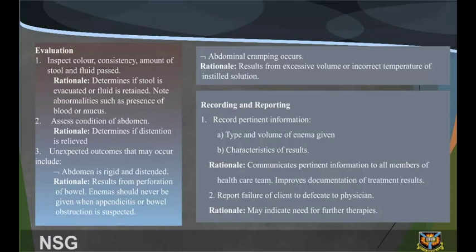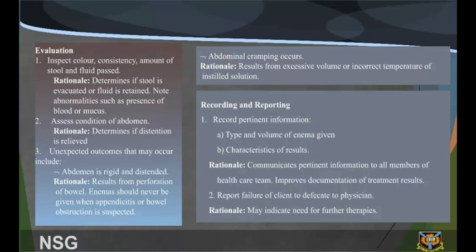Evaluation. 1. Inspect color, consistency, amount of stool and fluid passed. Determines if stool is evacuated or fluid is retained. Note abnormalities such as presence of blood or mucus. Assess condition of abdomen. Determines if distension is relieved. Unexpected outcomes that may occur include abdomen is rigid and distended. Rationale: results from perforation of bowel. Enemas should never be given when appendicitis or bowel obstruction is suspected. Abdominal cramping occurs. Results from excessive volume or incorrect temperature of instilled solution.